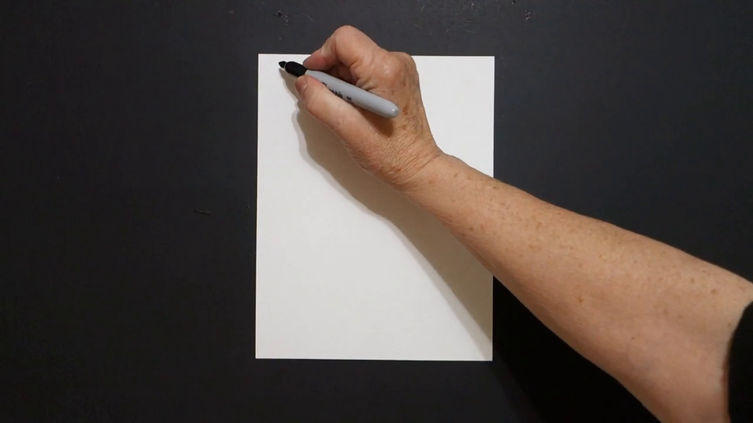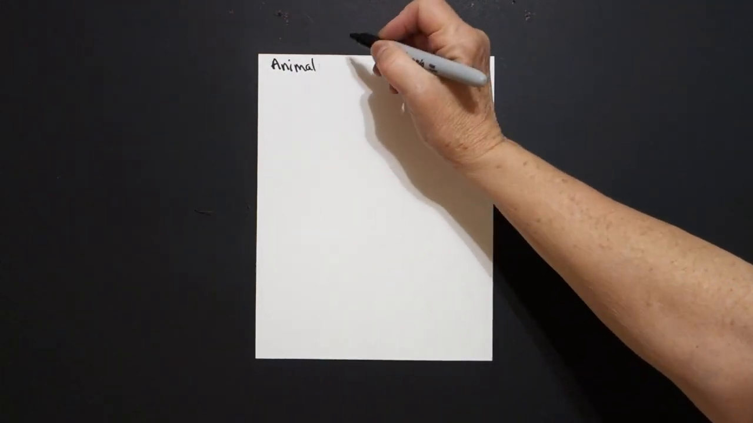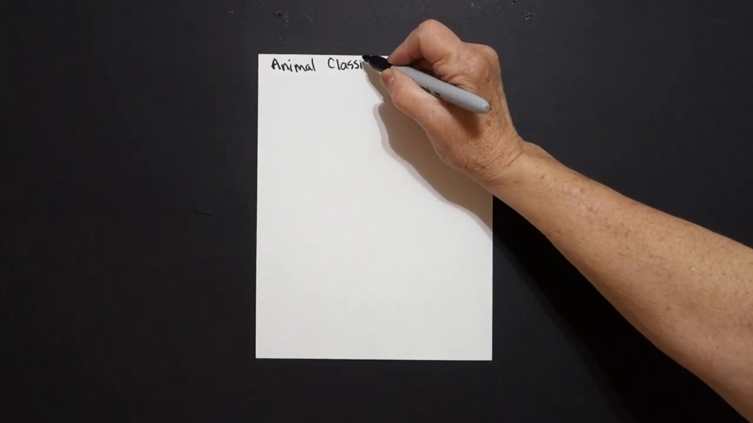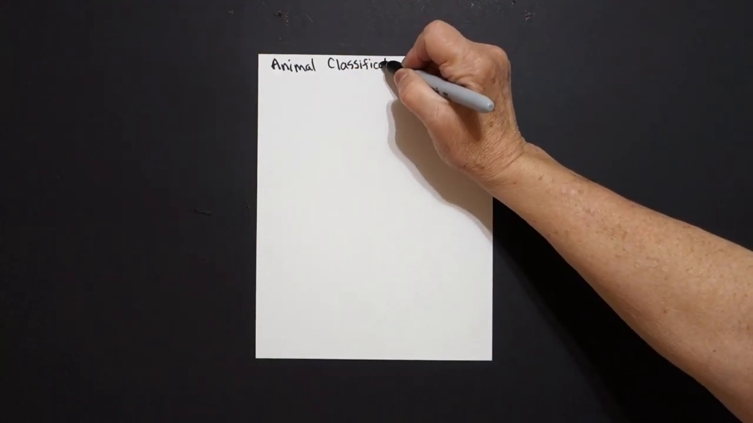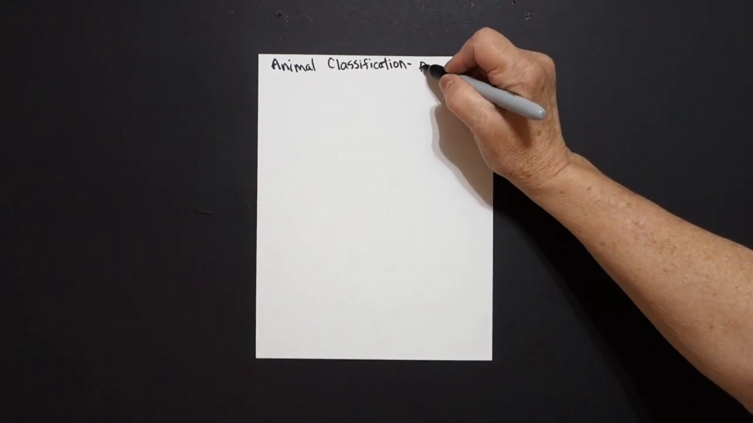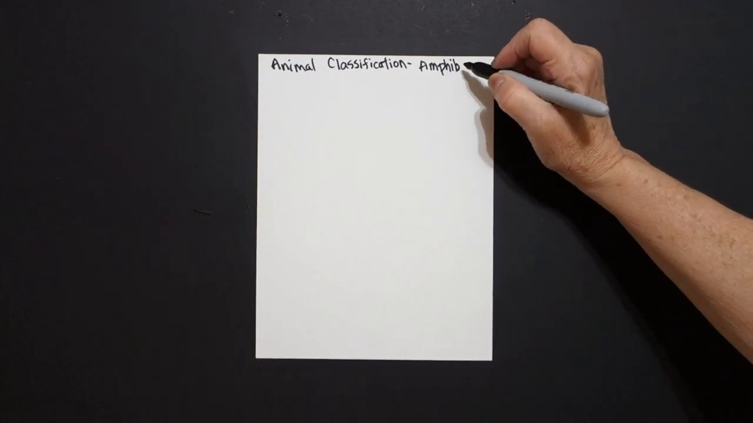Okay, let's draw. Today's project is animal classification. Classification. Sound it out. Animal classification. Amphibians. Amphibians. Okay.